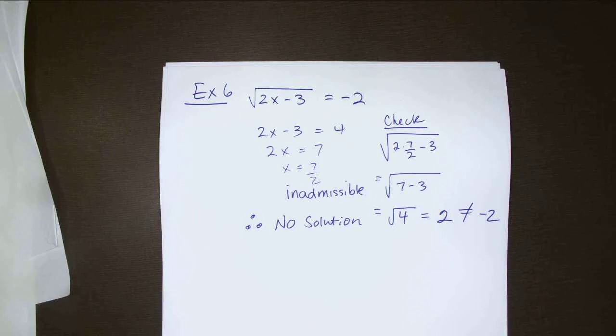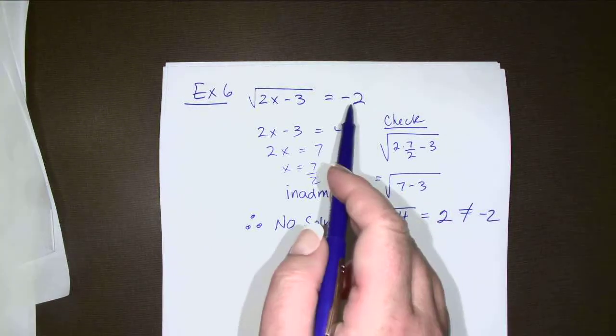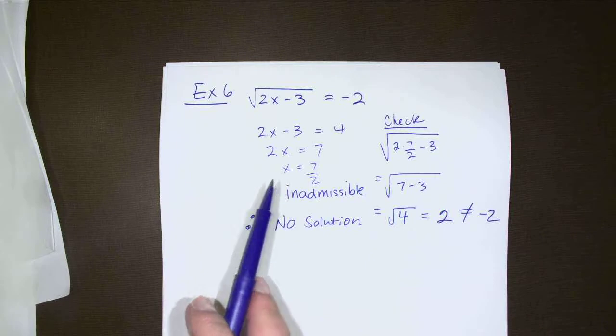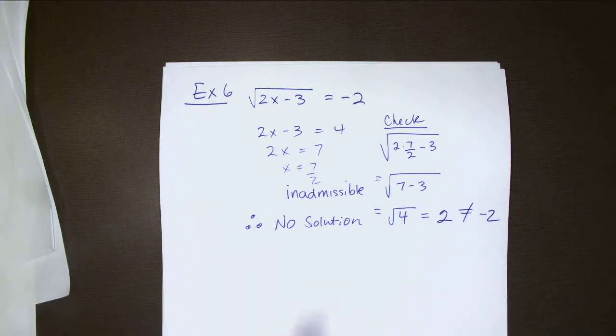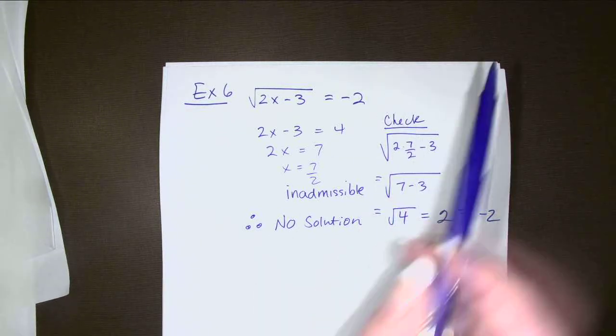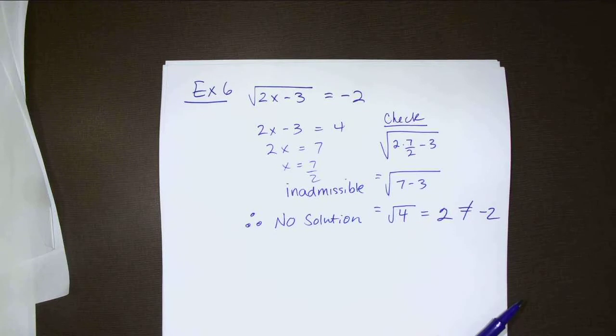So you don't need to notice that it had a negative there and that's no solution right from the beginning, but if you do, you don't need to go through any of this. You just say square root can't be negative, no solution. Right? You can just write beside it no solution with no work. Okay, if you do notice it.